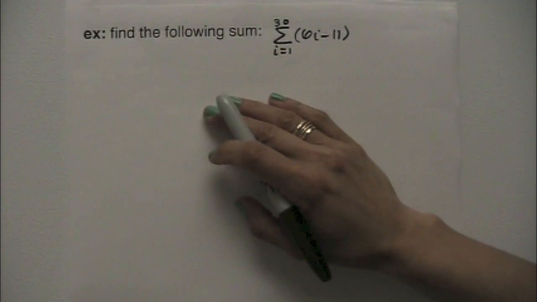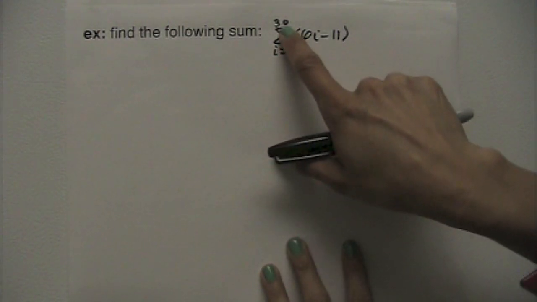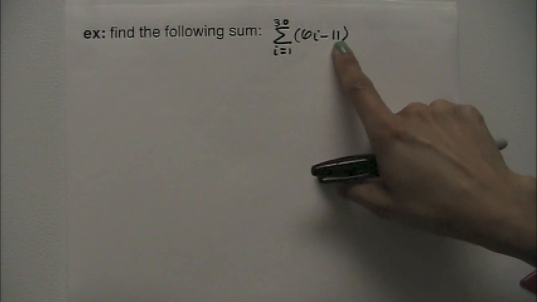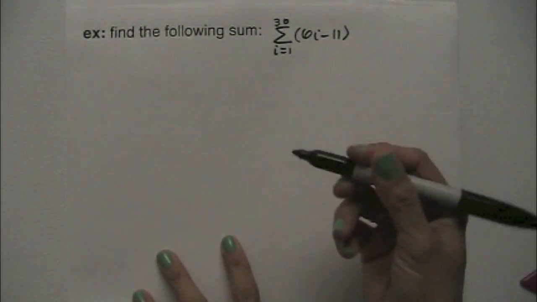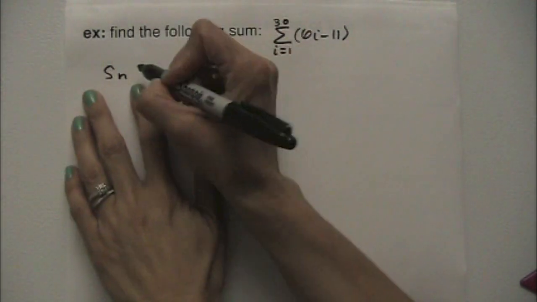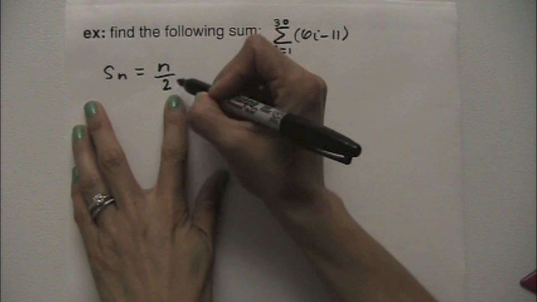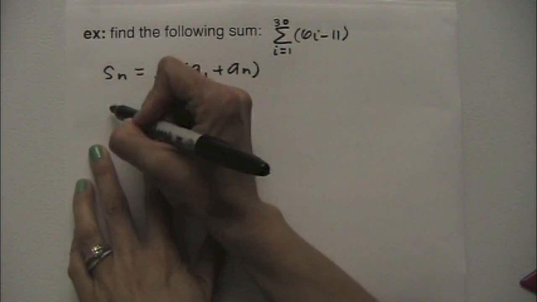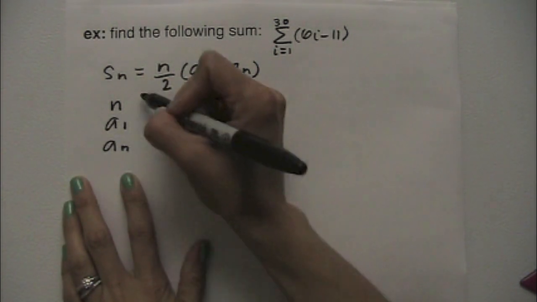This example says find the following sum. And we have sigma notation. On the bottom it says i equals 1, and on top we're going to have a 30. And the formula is 6i minus 11. So to find this sum, we're going to use the same formula, or the same chart. S sub n is n divided by 2 times a sub 1 plus a sub n. So we need n, a sub 1, and a sub n.